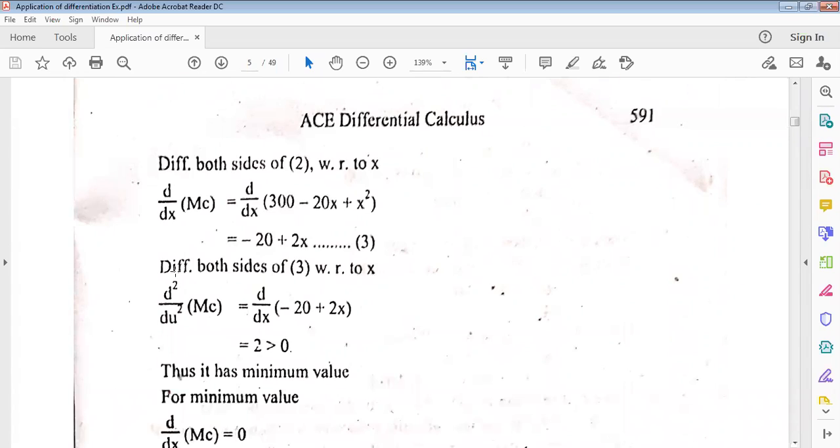This is equation number 3. Now again differentiating this, the second differentiation, again taking d/dx on both sides, d squared MC divided by dx squared equals d/dx of minus 20 plus twice x, right hand side. Now d/dx of minus 20 will be 0, and 2 differentiation of x is 1. This is why only 2. 2 is greater than 0, which is positive, right? If positive, the marginal cost will be minimum. Thus it has a minimum value.